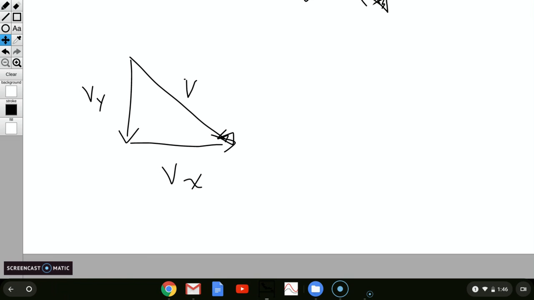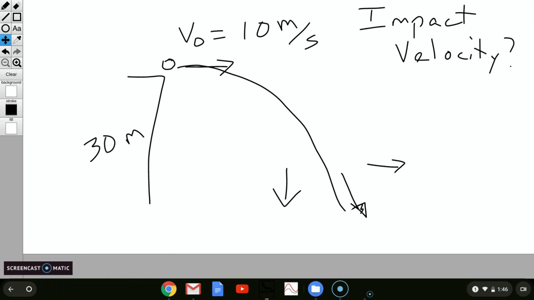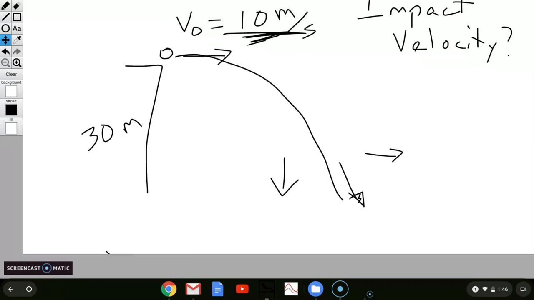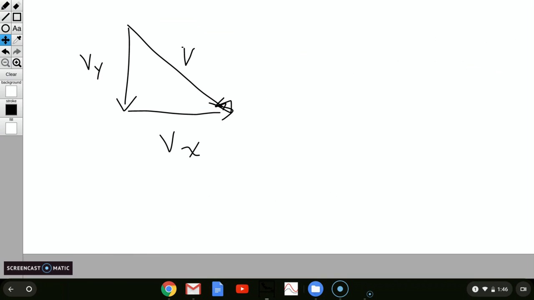We know that the x component should be 10, right? Because it always moves at constant velocity. So down here we know that is going to be 10 meters per second. That's not going to change. So now all we've got to do is figure out, okay, what's this y component?